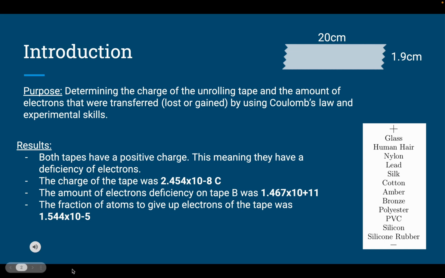After making all the calculations, we got that the charge of the tape was 2.454 times 10 to the negative 8 coulombs, and the amount of electron deficiency, since it lost electrons on tape B, was 1.467 times 10 to the positive 11. The fraction of atoms to give up electrons of the tape was 1.544 times 10 to the negative 5, which means the fraction of the electrons lost divided by the electrons that were first found on the surface of the tape.